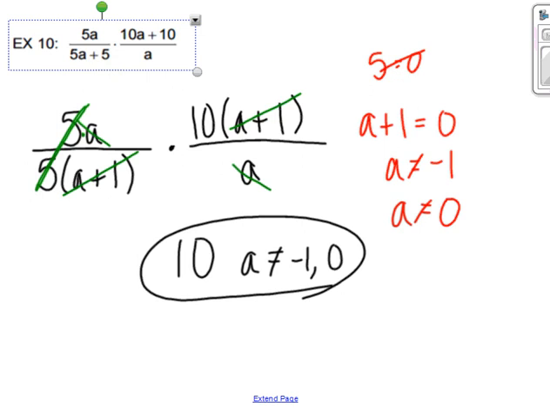Because remember, in order for the simplified version to be equal to the original, they need to have the same domain. So that's why you need to make sure you state what your variables can be.